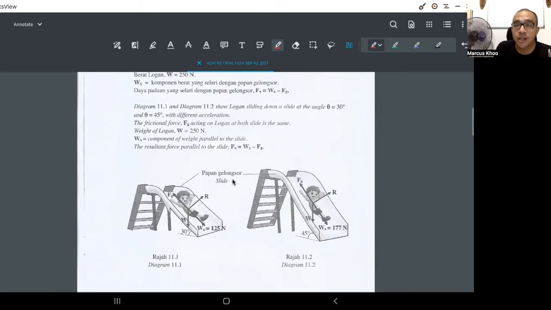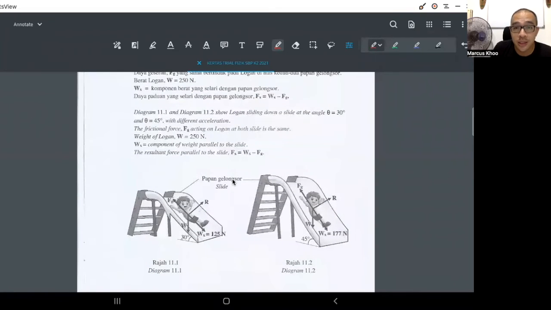Okay, and it's a very interesting, it's a difficult question because it involves calculation and also explanation. Okay, so diagram 11.1 and diagram 11.2 show a Logan sliding down the slide at an angle of theta equal to 30 and 45 degrees. Okay, so with different acceleration. So the frictional force acting on Logan is both the same. The weight of Logan is 250 newtons. Wx is the component that is parallel to the slide. Okay, the resultant force is, so on and so forth, Wx minus the frictional force.